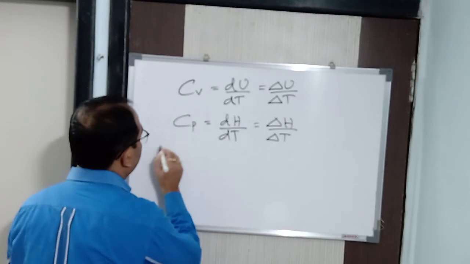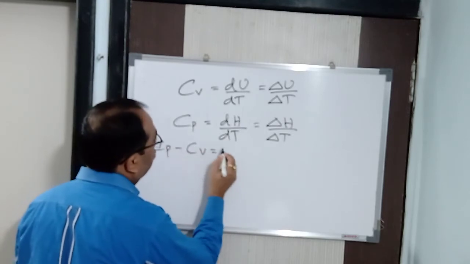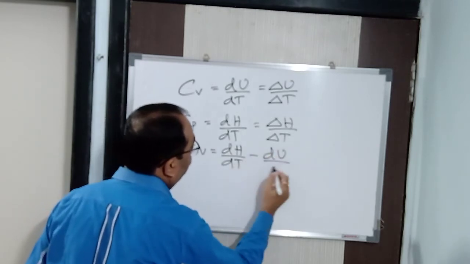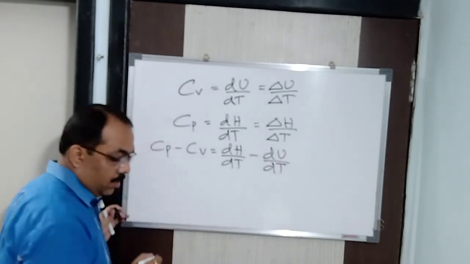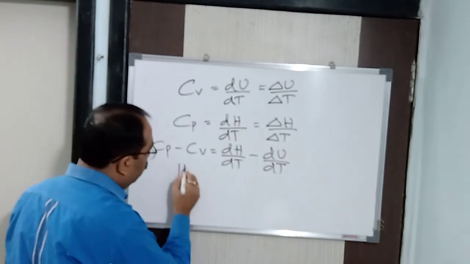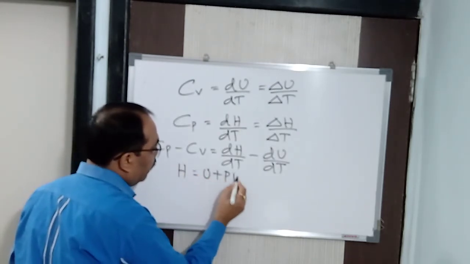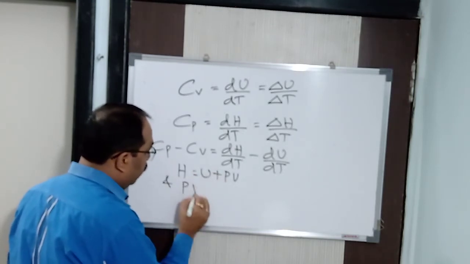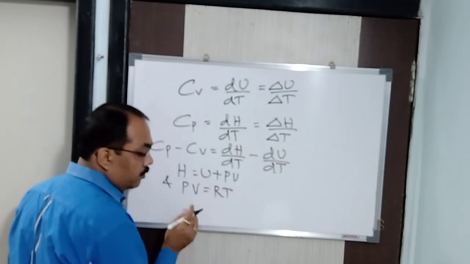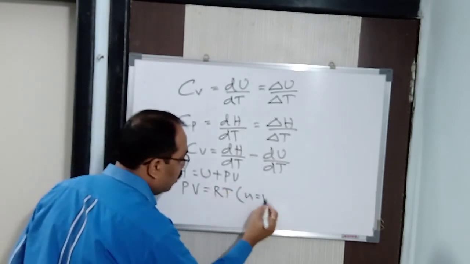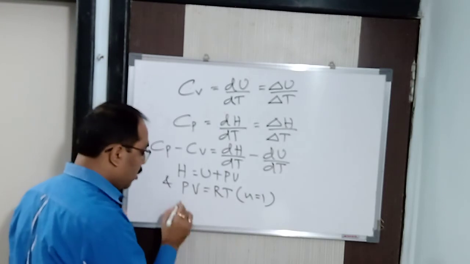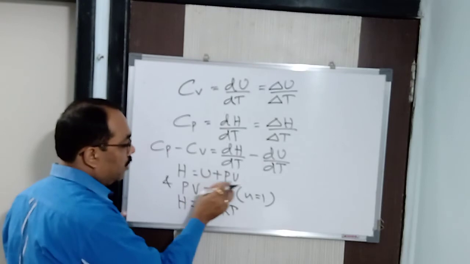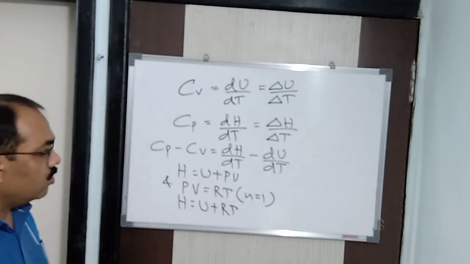Now Cp minus Cv is nothing but dH by dT minus dU by dT. We know that H is equal to U plus PV, from the definition of enthalpy. And PV is equal to RT for n equal to 1 for the ideal gas law. In place of PV, if I put RT, I get H is equal to U plus RT.